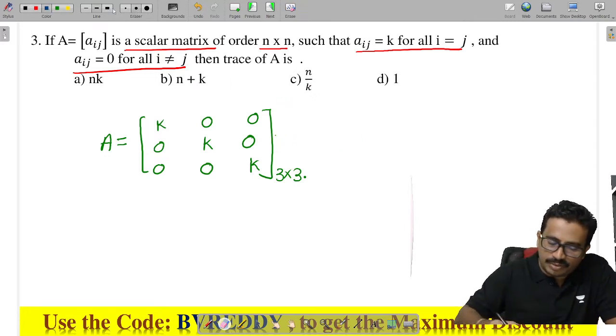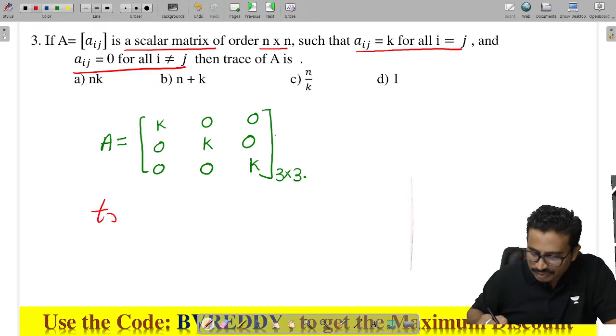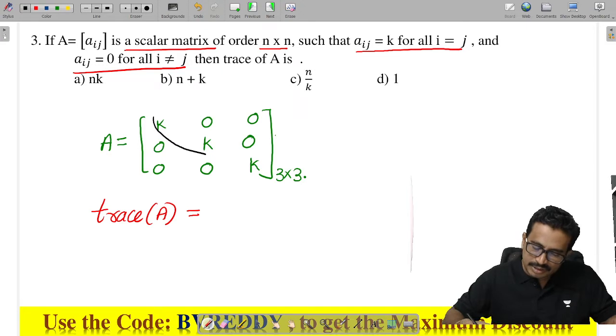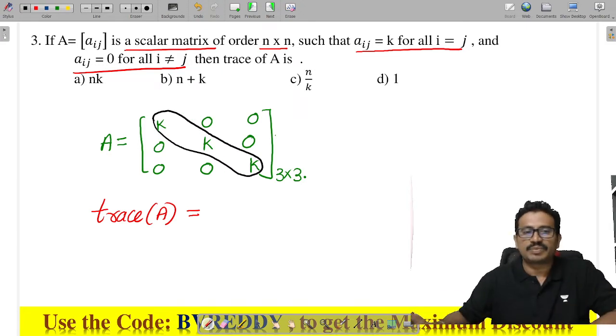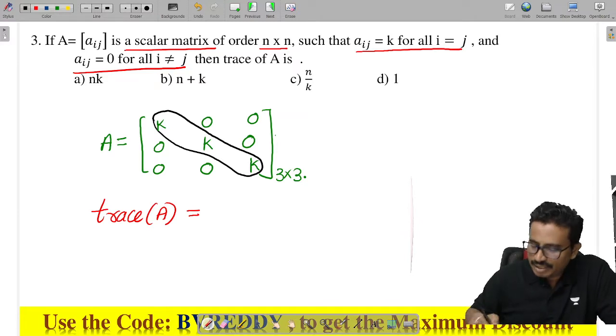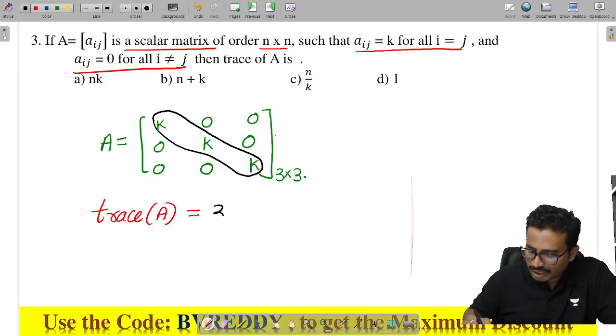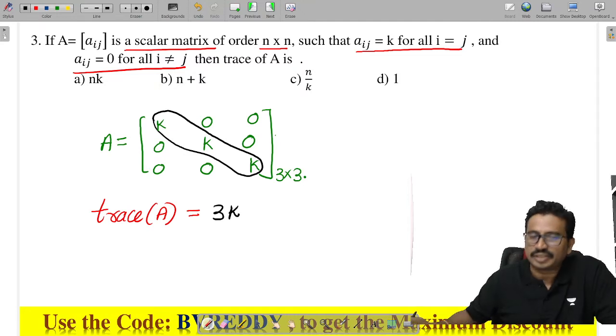Now we need to get the trace of the matrix. What is the trace of a matrix? The trace of a matrix is nothing but the sum of the principal diagonal elements. Here we have taken a 3 cross 3 matrix, so the answer is 3k.